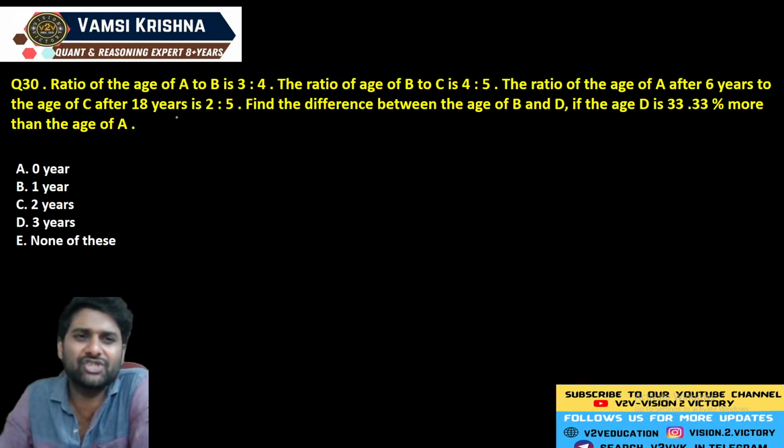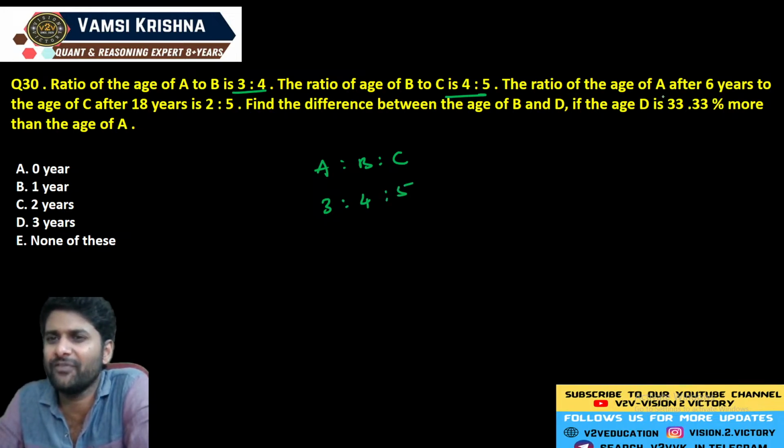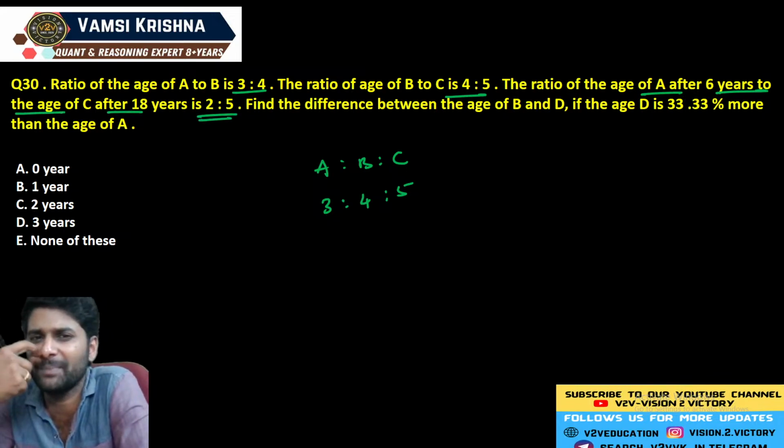See the next question. Ratio of ages of A and B is 3 is to 4, B is to C is 4 is to 5. Then the ratio of A, B, C, when we combine these ratios, you will get 3 is to 4 is to 5. So the ratio of the age of A after 6 years to the age of C after 18 years is 2 is to 5. We have a comparison.